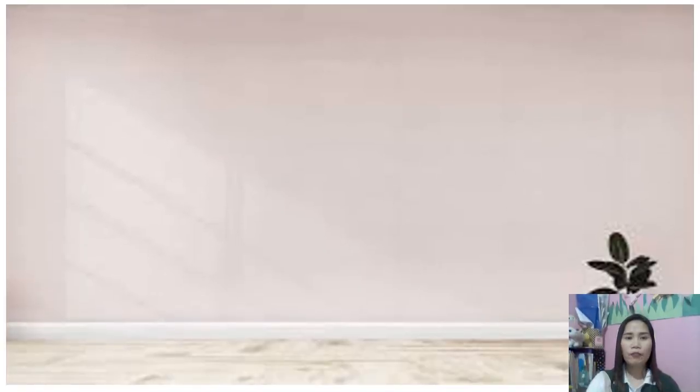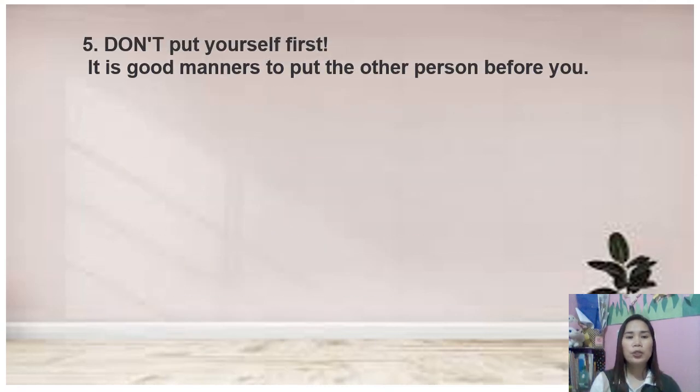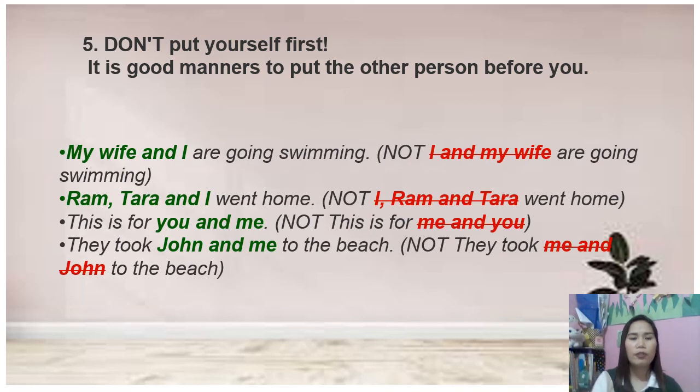So rule number 5, don't put yourself first. So this is not a question of grammar, but just manners. Okay. So it is good manners to put the other person before you. So you cannot say, or rather, my wife and I are going swimming. So not I and my wife. Okay? So Ram, Tara, and I went home. So do not put yourself first like I, Ram, and Tara.